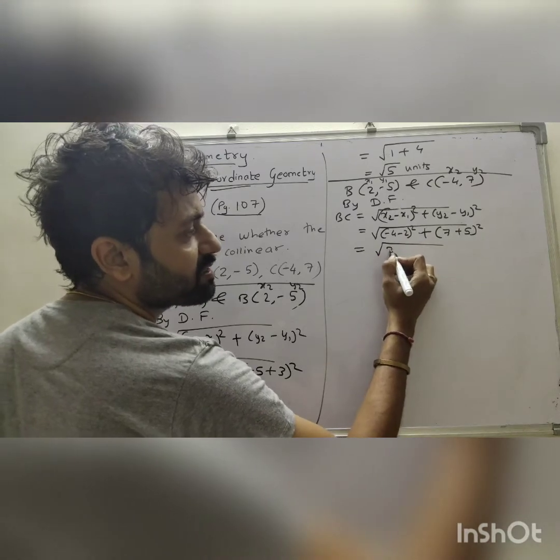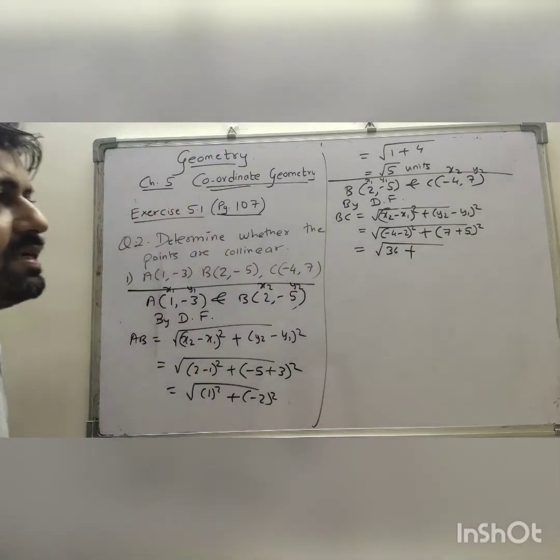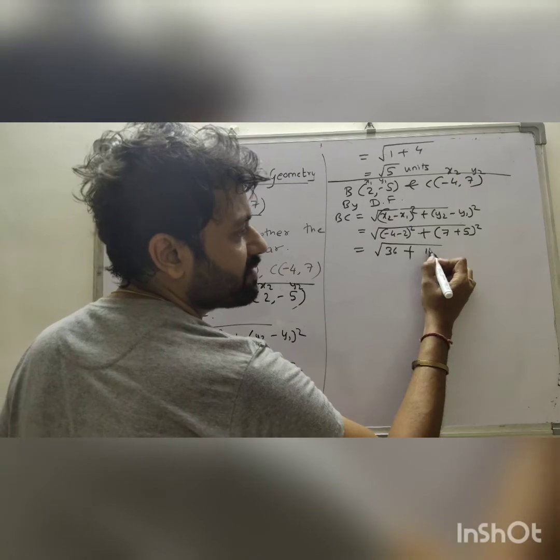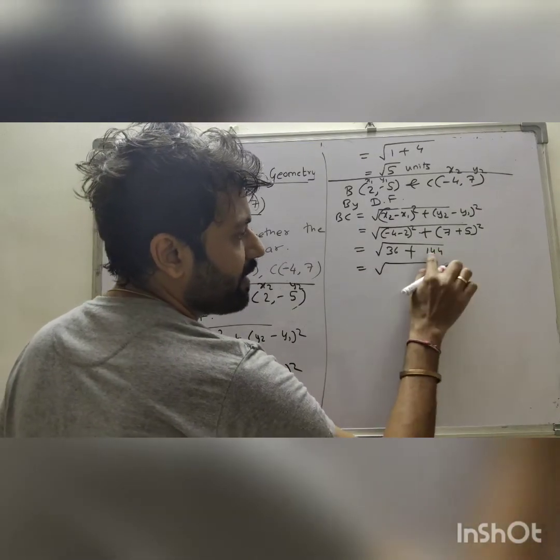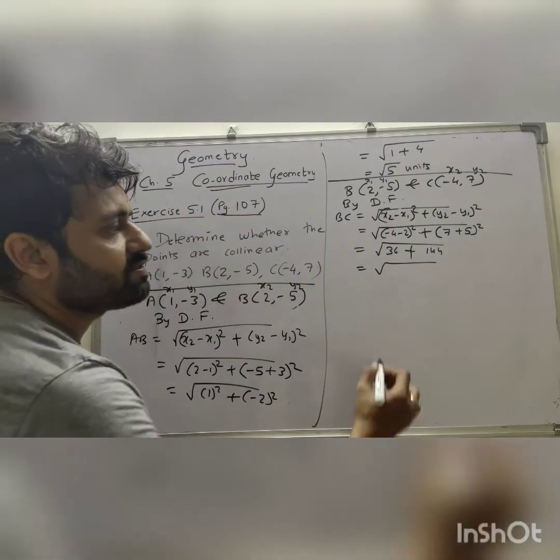Minus 6 squared is 36. You can write 36 directly. 7 plus 5 is 12. 12 squared is 144. And you get 144 plus 36, that is 180.